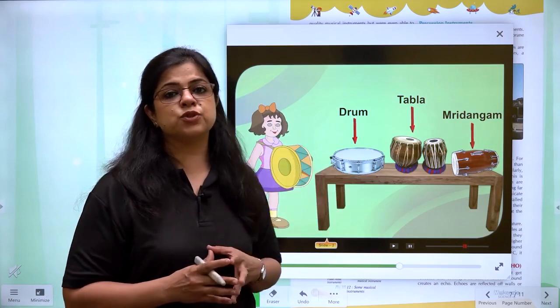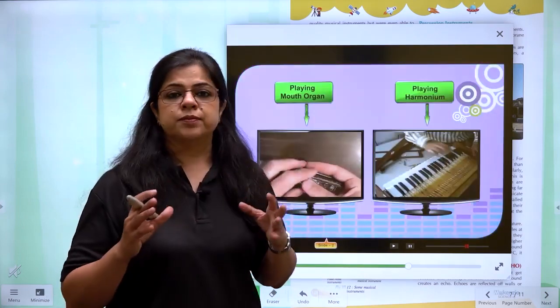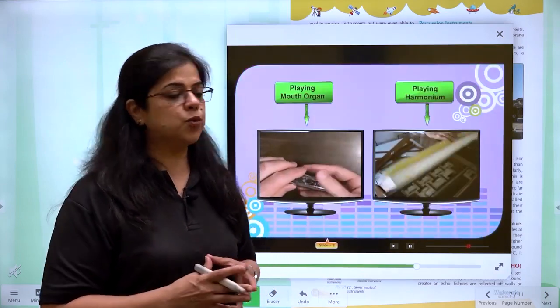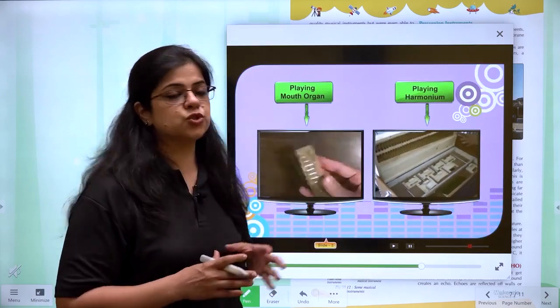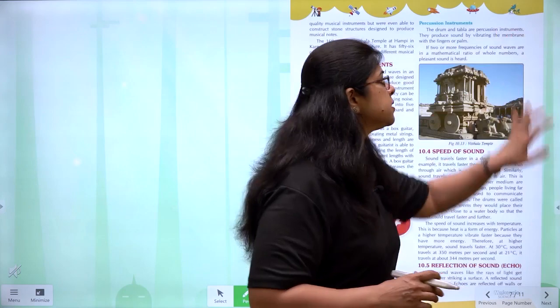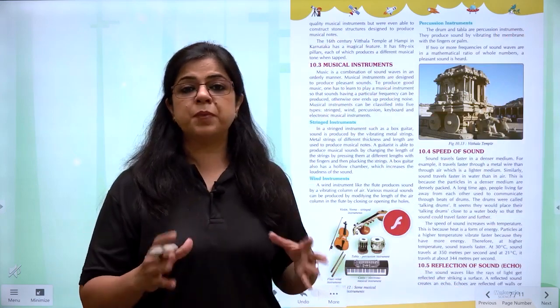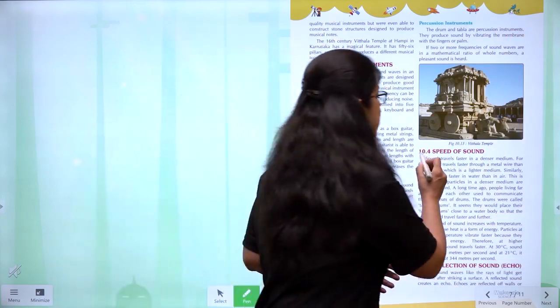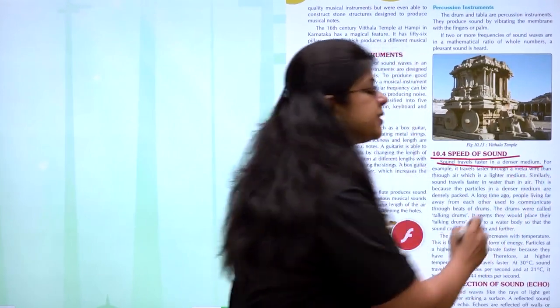The last set of instruments are the mouth organ and the harmonium. These are called reed instruments. These have a reed inside them which produces sound. Now the speed of sound. Sound travels faster in denser medium.